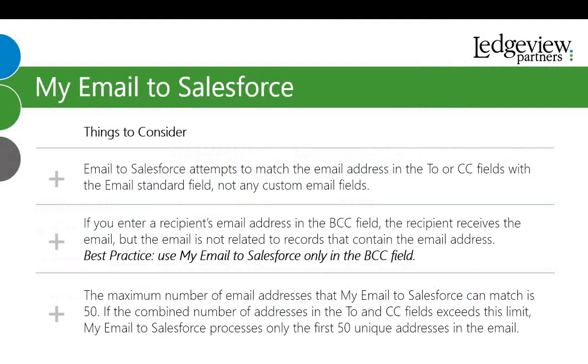So before you just jump into this and say, oh, we need to use this right now, there are some things you need to consider when you're looking at My Email to Salesforce. Whenever Salesforce is processing an email that's been sent to the system that way, it's only going to be looking at the To and the CC fields and matching that against a standard email address field in Salesforce. So if in your instance you set up an Email 2 or an Email 3 or an alternate email on your contacts or your leads, those are going to be ignored when Salesforce is processing the emails. It's only going to look at the standard email fields under those objects.